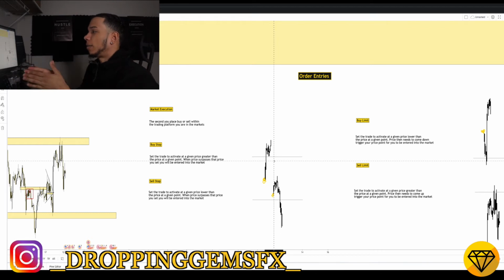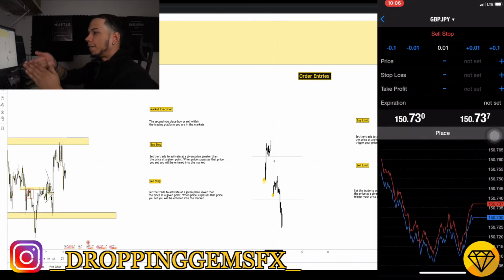So that's a buy stop, right? You set a price above where price is right now, right? When price comes and surpasses that price point, then you are in the market, not before. And you know what I'm saying? That's the case, right? So the sell stop is the opposite thing. So you want to flip that, right?